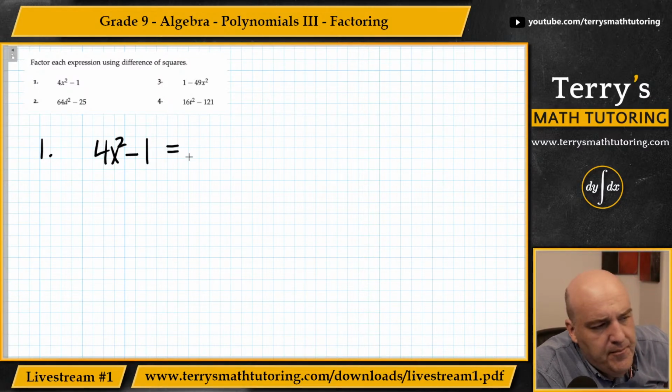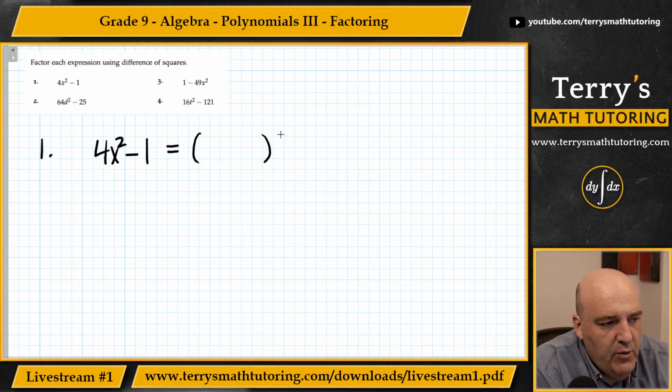So 1 is a perfect square because it has a nice square root. The square root of 1 is 1. What is the square root of 4x squared? Like, what do you square to get 4x squared? That'd be 2x, right? And once you know those two quantities, you can go straight to the answer.